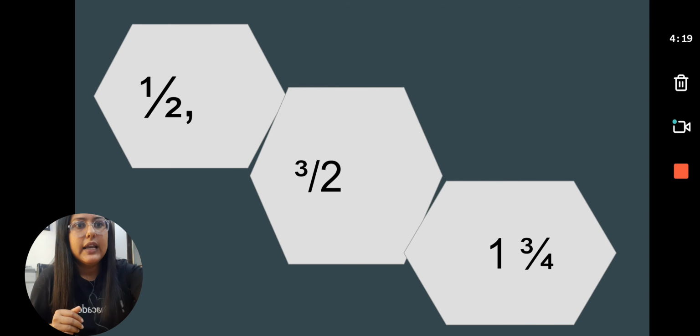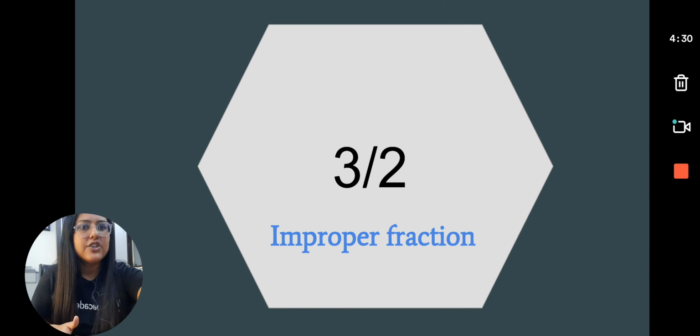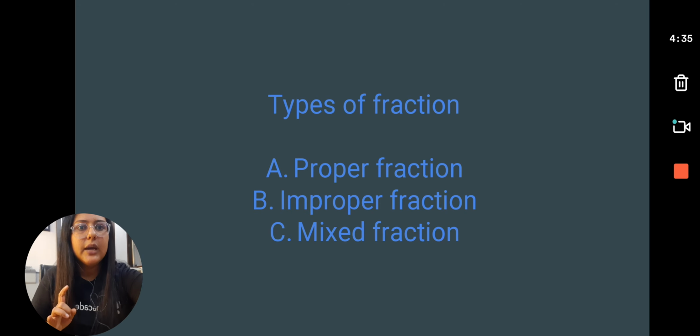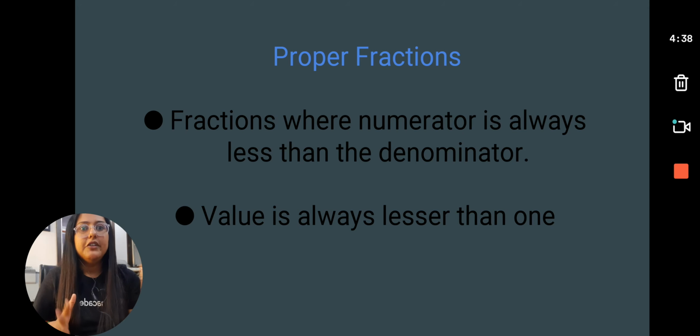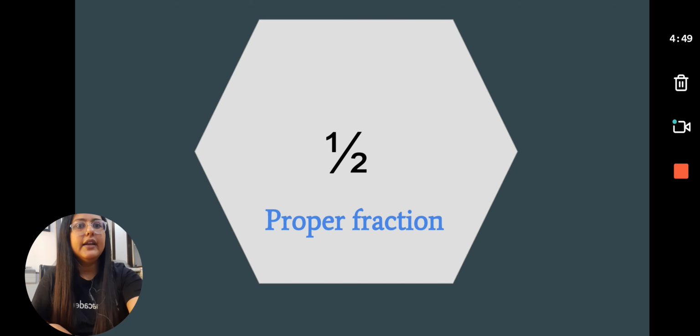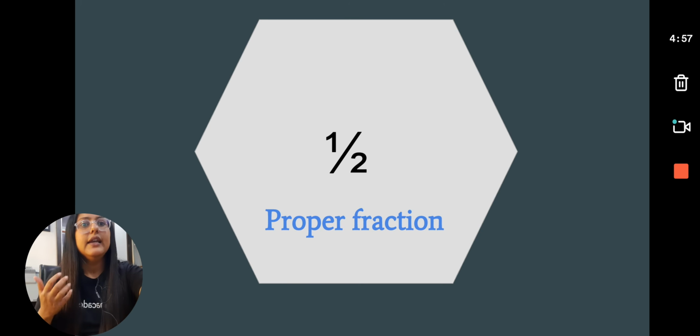Fine. So class, we have three types of fractions. The first one was the proper fraction, the second one was the improper fraction, and the third one was the mixed fraction. Now let's revise all three types. The proper fraction, the first one: the fractions where the numerator is always less than the denominator. Let's see again. The numerator is less than the denominator, and always this fraction is smaller than 1. Their value is less than 1.